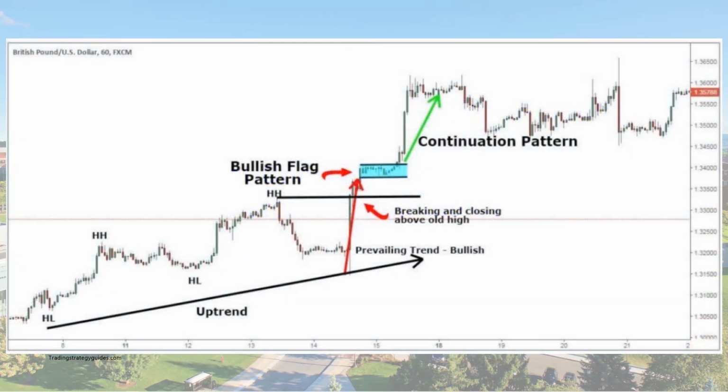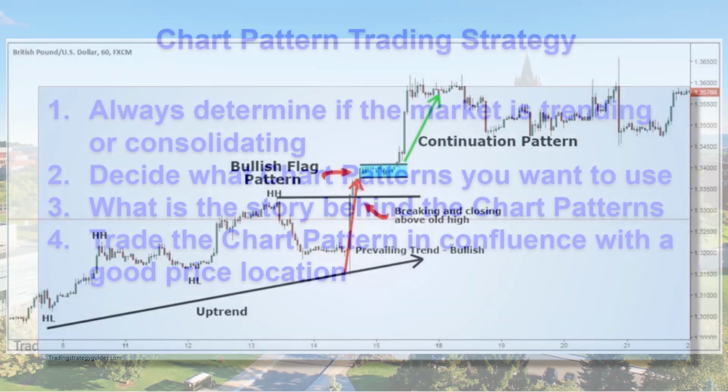For example, the narrative behind the bullish flag highlighted here is quite easy to spot. We're moving in an uptrend because we have developed a series of higher highs and higher lows. Secondly, we broke and closed above an old high, and there's no resistance spotted above the market price. These are all good ingredients that speak volumes in favor of our bullish flag pattern.